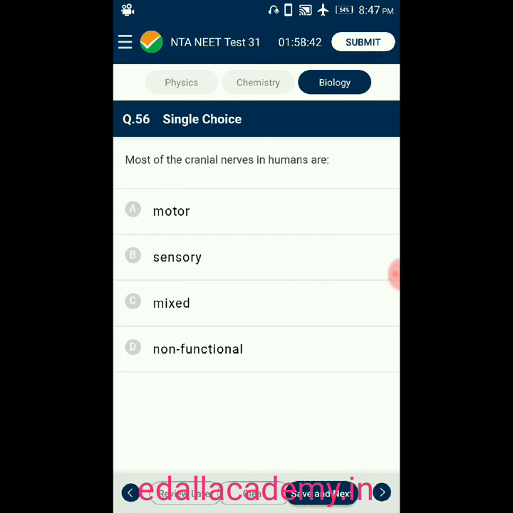Question number 56. Most of the cranial nerves in humans, there are 12 pairs of cranial nerves. There are 3 pairs of sensory cranial nerves, first, second, and seventh. There are 5 pairs of motor cranial nerves. They are third, fourth, sixth, ninth, and 12th. There are 4 pairs of mixed cranial nerves, such as fifth, seventh, 10th, and ninth. So the answer for this question is option A, motor.